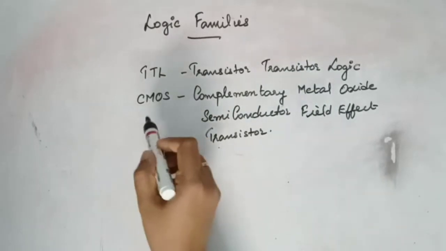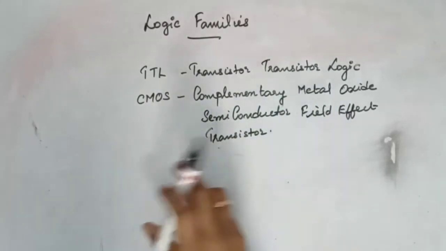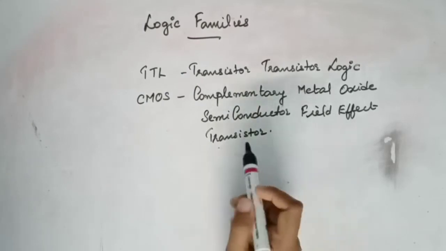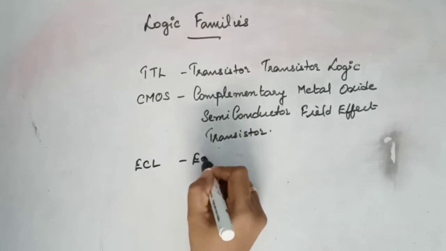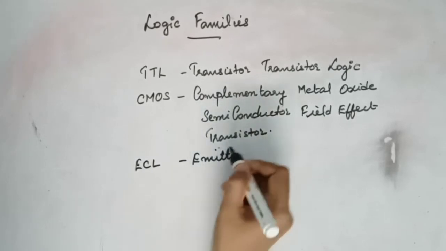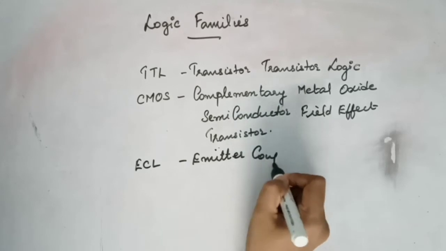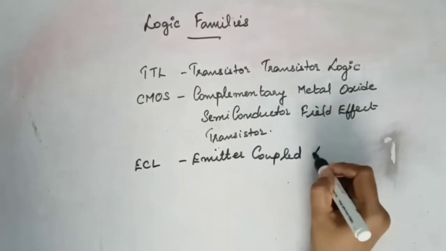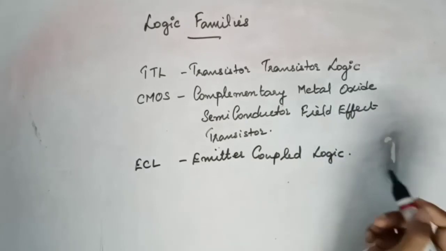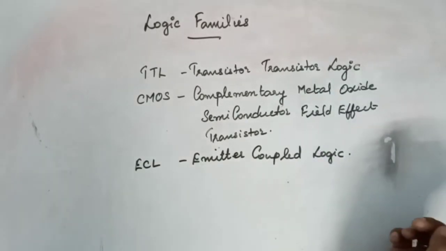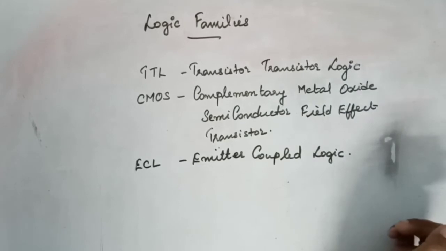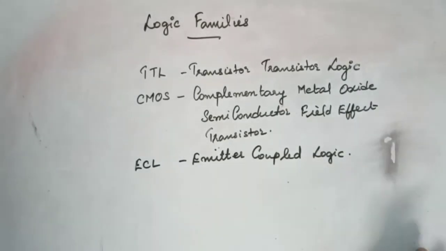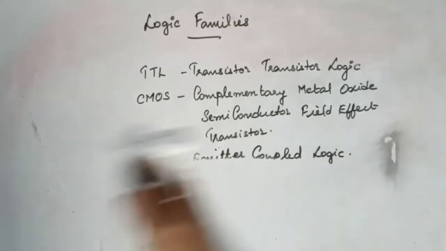MOSFET is metal oxide semiconductor field effect transistor. MOSFET is also called as MOS. That is why it's the short form for MOSFET. Then you have ECL, emitter coupled logic. There are many more, but mainly we'll be dealing with these three. Okay, so first we'll deal with the CMOS logic.